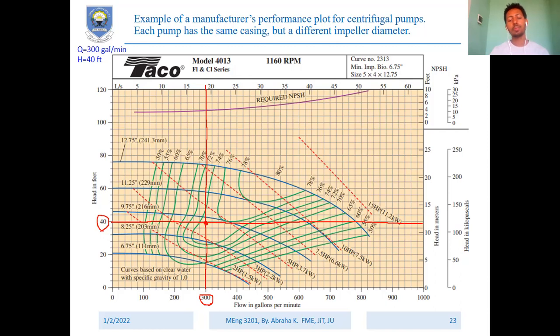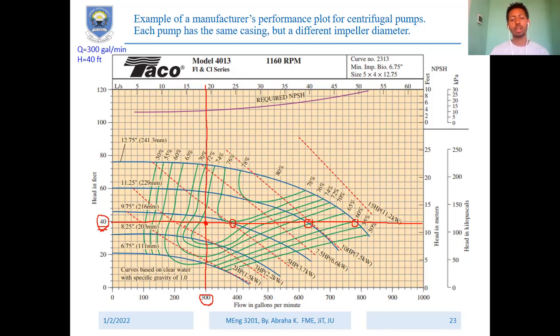The head can touch 3 impellers. The horizontal line can touch 3 impellers. It can touch at this point. It is touching at this point. It is touching also at this point, actually. So these impellers can lift the fluid up to 40 feet head. So they are capable of achieving this head.